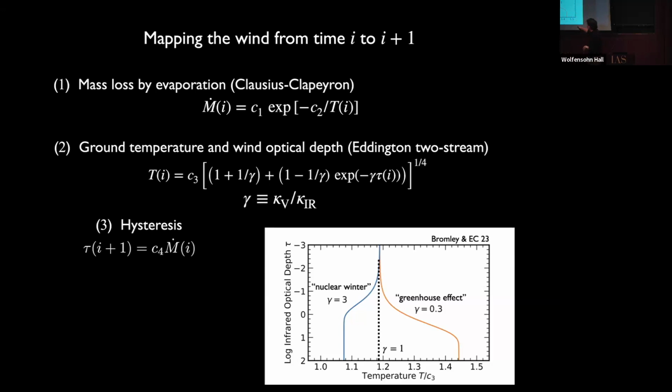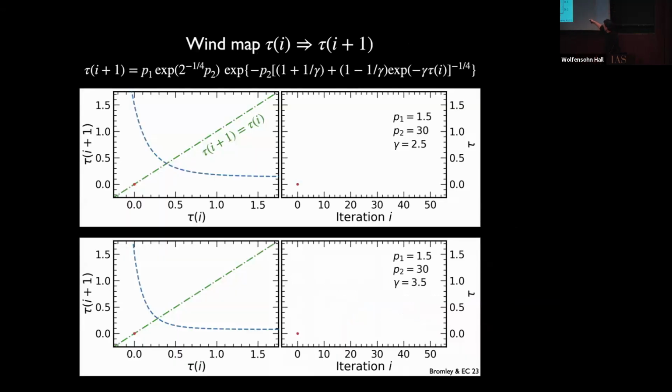Final ingredient is that you need to build in some memory into the system, some hysteresis. So the optical depth at the mass loss rate at some time i tells you what the optical depth of the overlying wind is at a later time, 16 hours later, that atmospheric refresh time. Okay, this is it. And you just combine. It's not the prettiest looking thing, but it's 1D. You map what the optical depth of the wind is at some time i to a later time i plus 1. And here's what the map is.